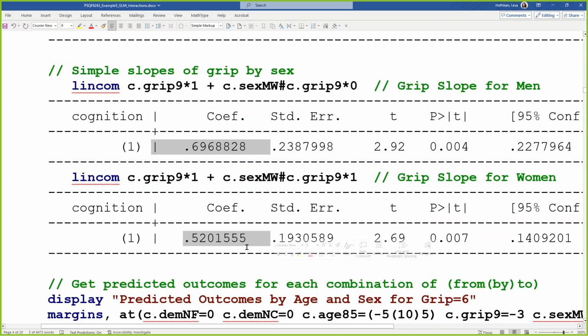That's what I've learned. So the answer to my research question, does the effect of age and does the effect of grip strength vary by gender? No, it does not. I've got all the pieces now that I can do that.